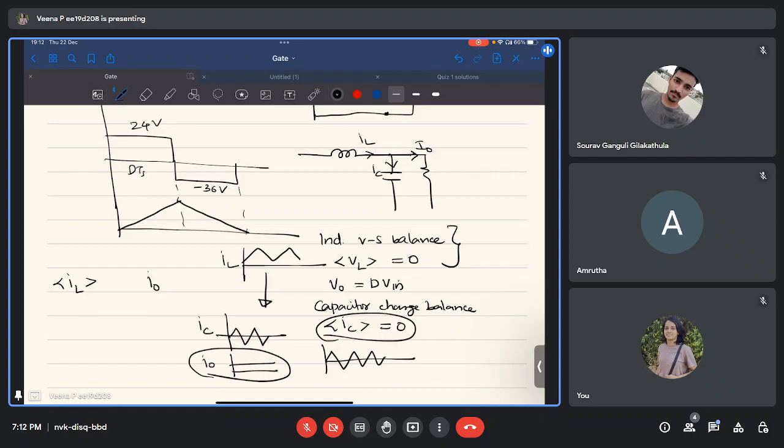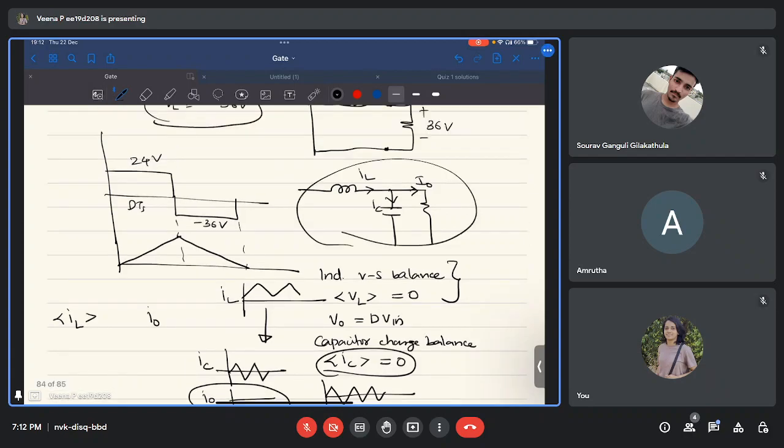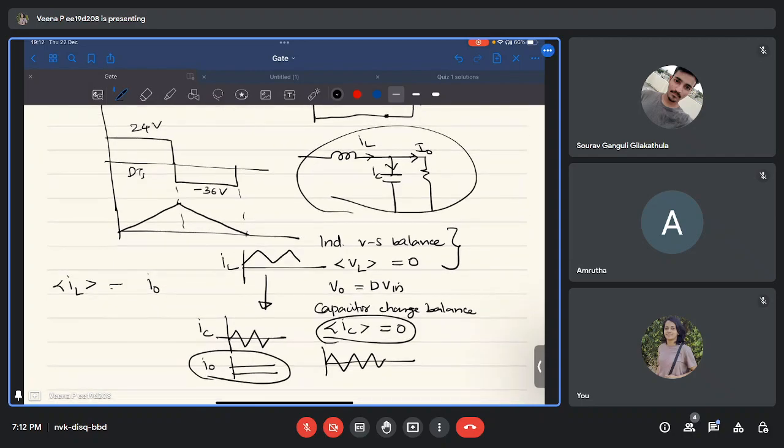Can someone explain what is the relation between the average value of inductor current in a buck converter and the output current? Okay, they will be equal. As I explained, the inductor current flows through the capacitor and the load, where the capacitor only carries ripple current. That means the average current through the capacitor is 0. So whatever the average value is in the inductor current, that will flow through the load. So the load current is nothing but the average value of inductor current in the case of a buck converter.